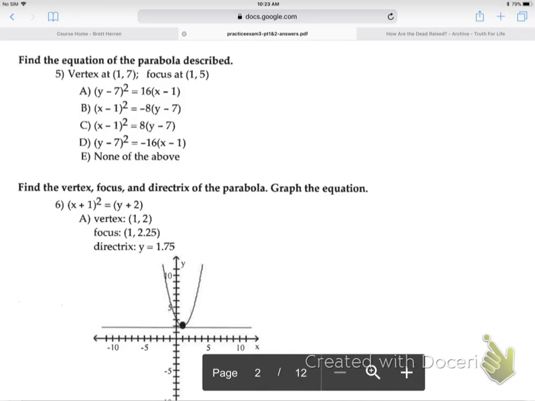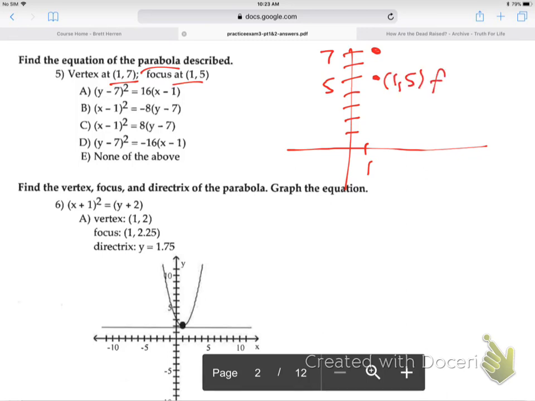Okay, number 5. Find the equation of the parabola again. Vertex at 1, 7. Focus at 1, 5. What am I going to do? I'm going to draw it, right? For sure going to draw it. Have you done that already? Let's draw it. So, over 1, up 7, and over 1, up 5. So there's the focus, and over 1, up 7, there's the vertex. Okay.